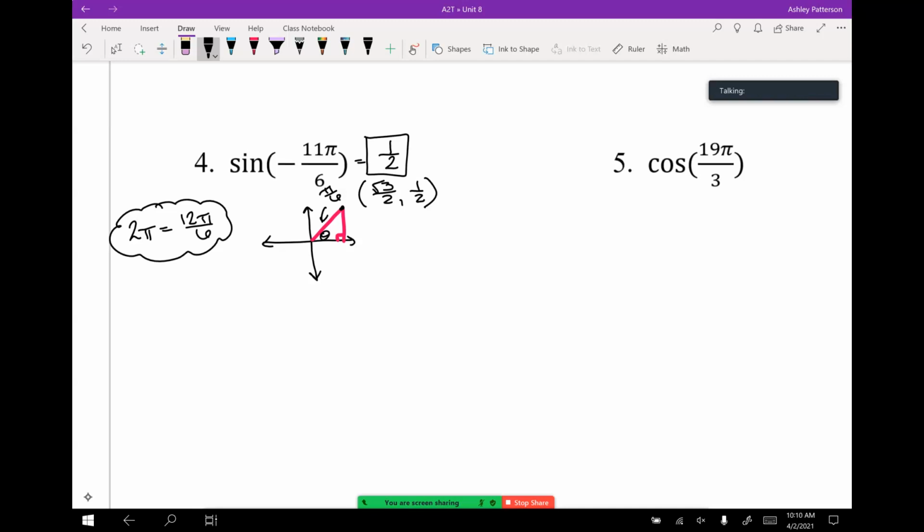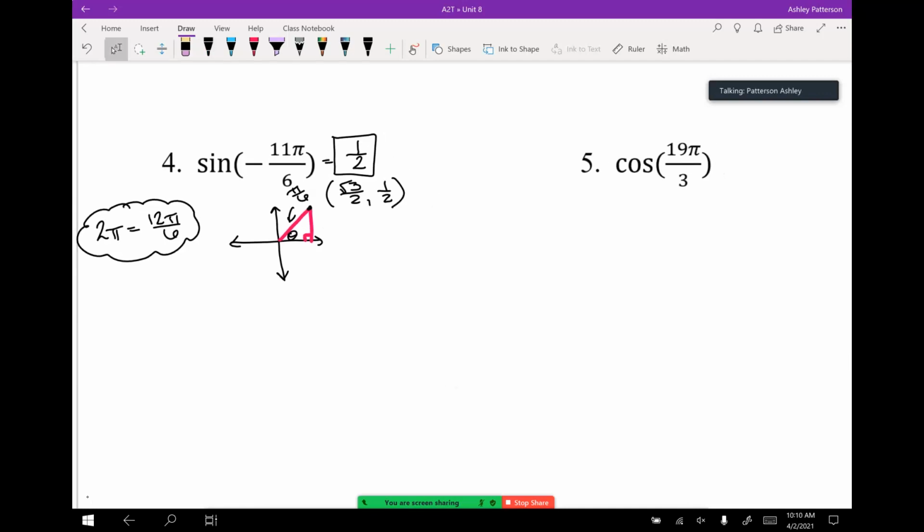Good stuff, though. All right, last one, and then you guys get to try some on your own. We've got the cosine of 19 pi over 3. Now, our denominator is 3, so a full revolution with a denominator of 3 would be 6 pi over 3. Right away, I see that I have more than one revolution. How many 6 pi over 3s can you take from 19 pi over 3? Yeah, 3. Thanks, you guys.